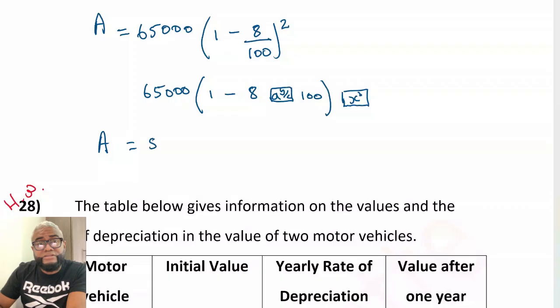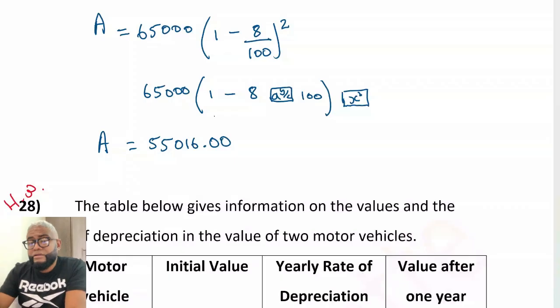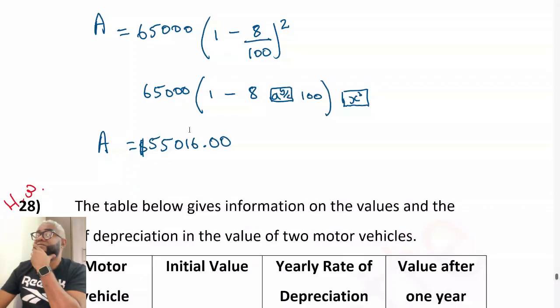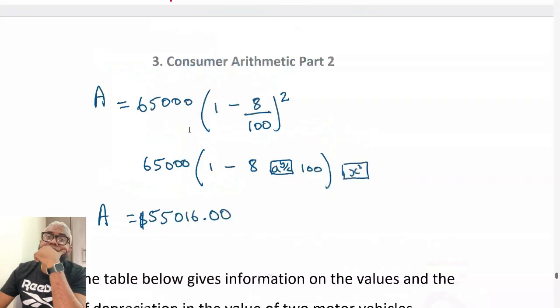55,000, or wait, 55,000 how much? 0.16 dollars. 55,016 and how much cents? I think it's 55,016. Yeah, 55,016, right? Everybody get this? Yes, sir. You work it out. Right, so you're supposed to get the same thing at the end.